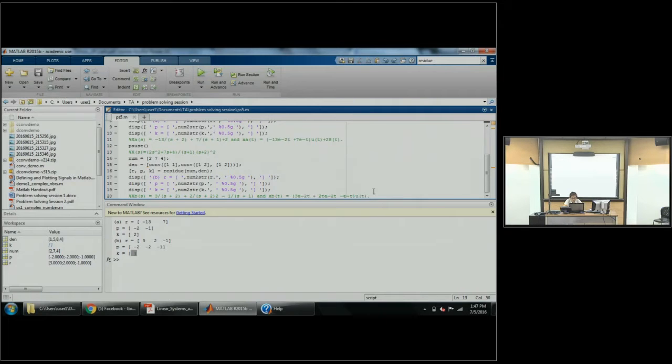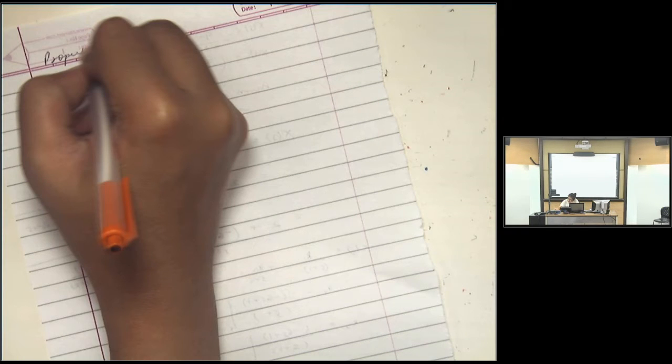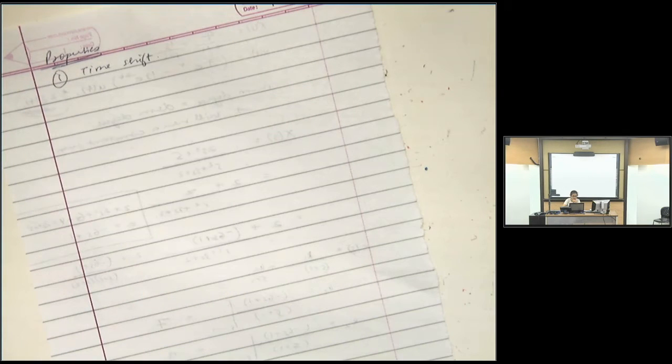Okay, right? Now I'll go over some properties of the Laplace transform. Okay, so let's come back. First is the time shift property. Okay, so let me pull that up. So what does the time shift property say?